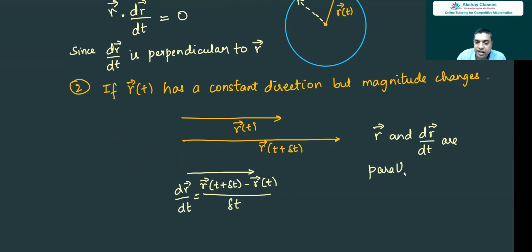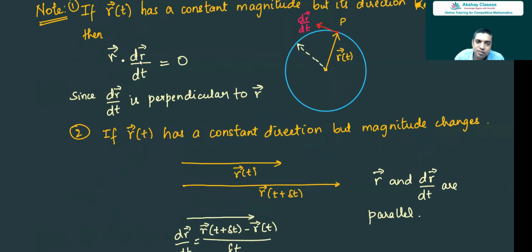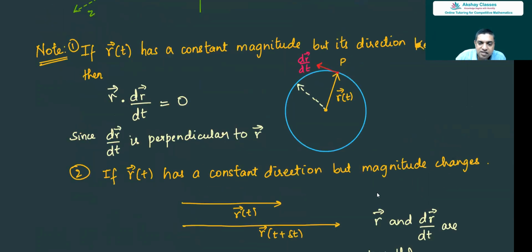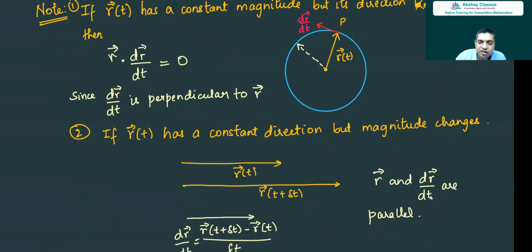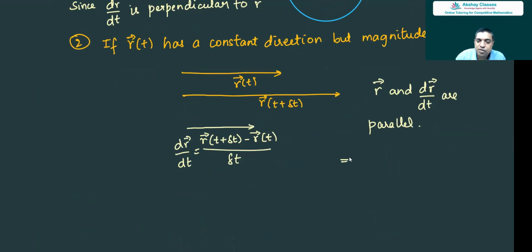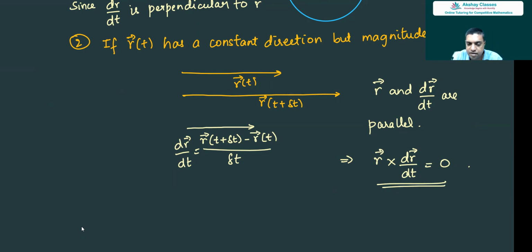So we have taken two extreme cases. In one case the derivative of a vector is perpendicular to the original vector. In the second case the derivative of the vector is parallel to the original vector. In the first case, the magnitude is constant and the direction is changing. In the second case, the direction is constant but the magnitude is changing. So in this case, r cross dr by dt will be 0, because they are parallel vectors, the cross product will be 0.